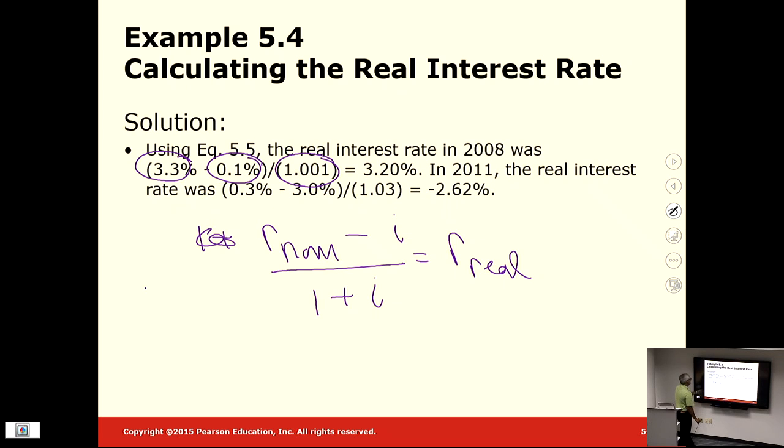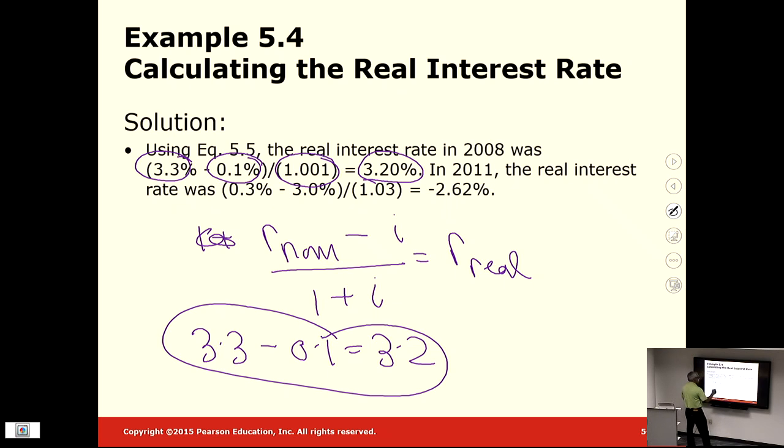Or since the interest rates are small, you can see the real rate is about 3.2%. If I had done 3.3 minus 0.1, I would also get 3.2%. So the exact equation and the approximate equation both lead to the same answer because these rates are so small.